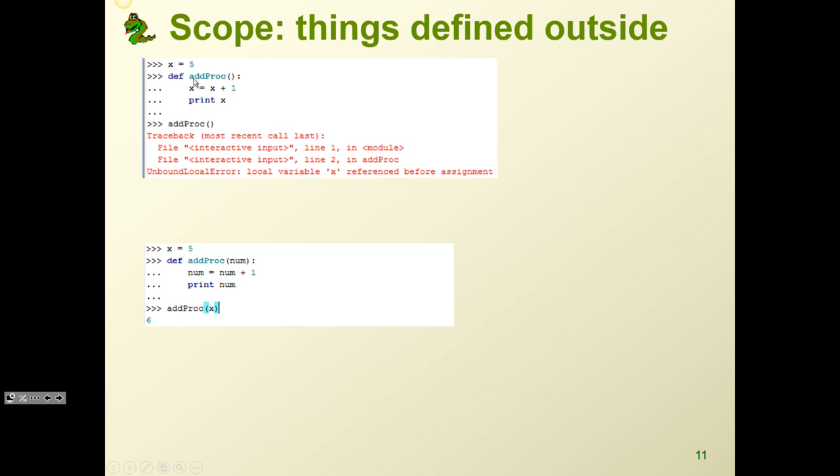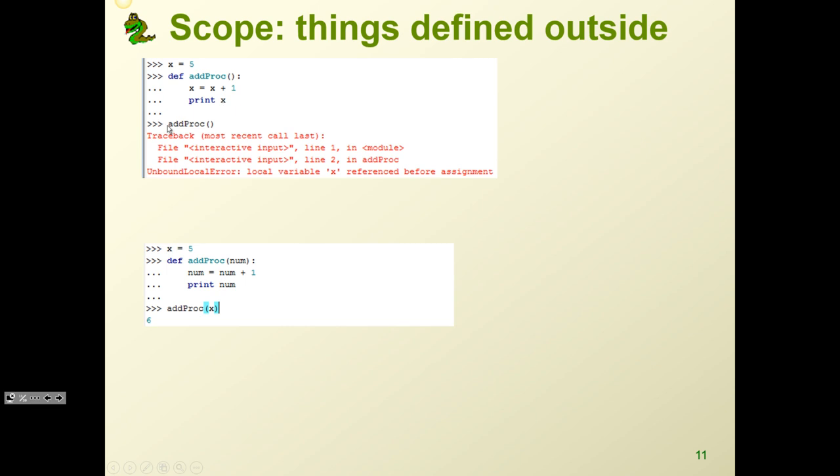If you say def add proc, so what does this def add proc statement do? Define a procedure named add proc. And does it take any arguments? Nope, we have empty parentheses here. And then the add proc is supposed to say x equals x plus 1 and then print x. So add 1 to x and then print it.